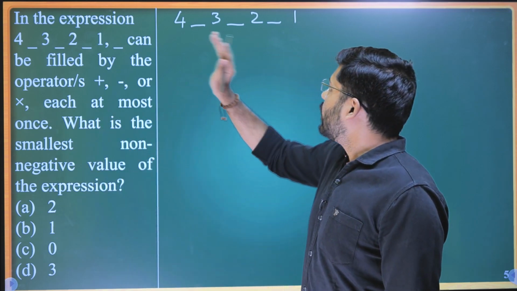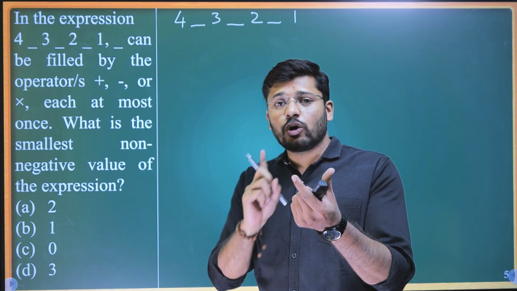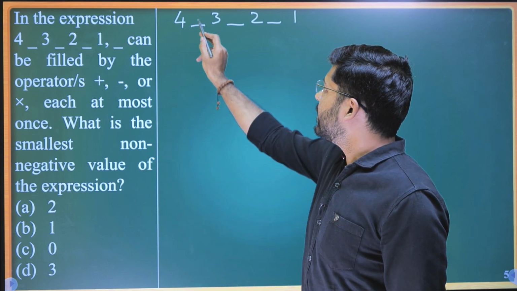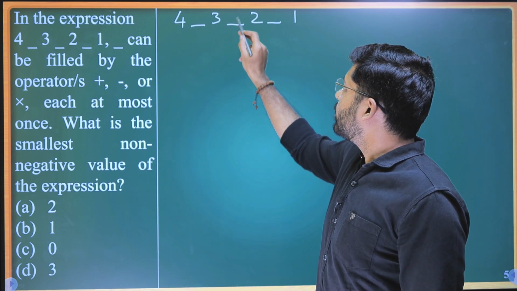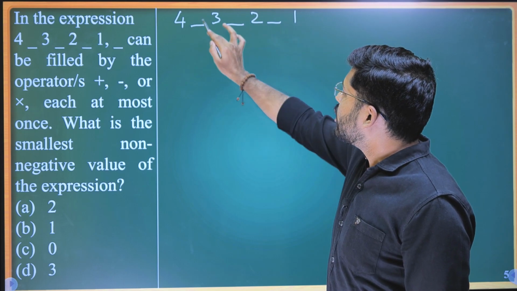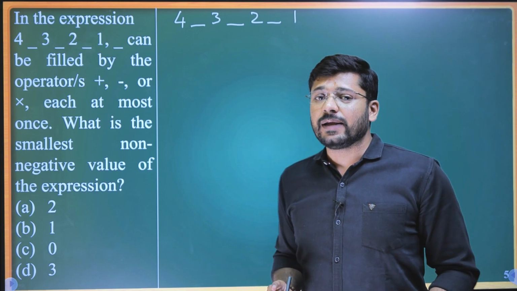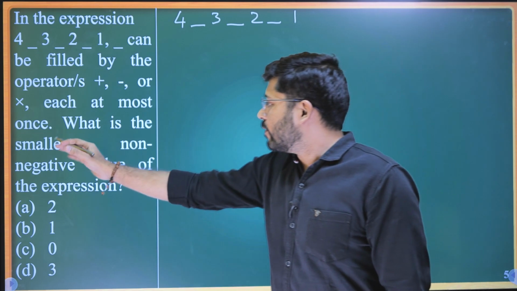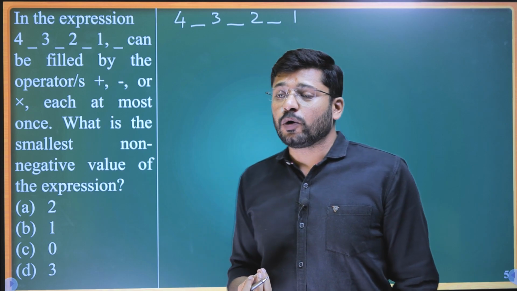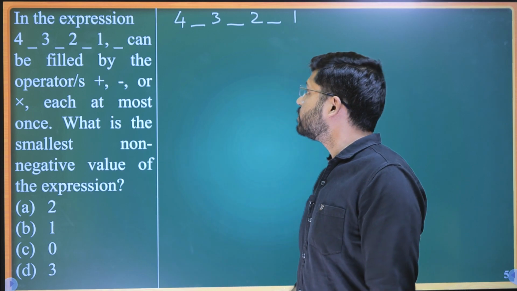Once again, we have to fill all those operators, one operator only once. For example, if it is plus here, it cannot be plus here or here. If it is minus here, this and this, it cannot be minus. If it is into here, this and this, they cannot be into. So each operator is to be used only once, and we have to get the smallest possible value, and it has to be non-negative. Negative values are not allowed.